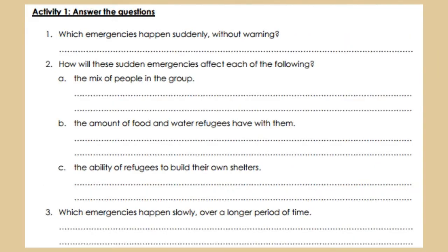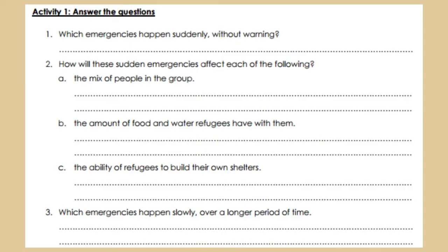Activity 1. Answer the questions. 1. Which emergencies happen suddenly, without warning? 2. How will these sudden emergencies affect each of the following? A. The mix of people in the group. B. The amount of food and water refugees have with them. C. The ability of refugees to build their own shelters.